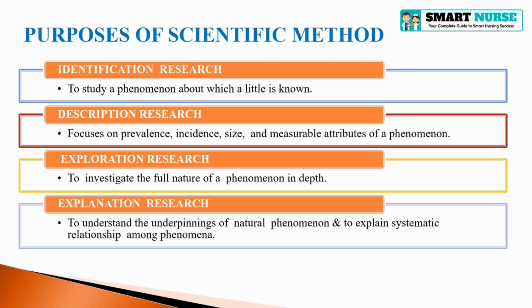Explanation research is to understand the underpinning of natural phenomena and to explain a systematic relationship among phenomena. You have to understand the planning, and it should be for natural phenomena, and you should explain the systematic relationship among the phenomena. These are the purposes of the scientific method. First you select the problem, that is identification research. In description research you make clear the selected variables, and then the exploration and explanation methods. Through these researches you prove the scientific method.